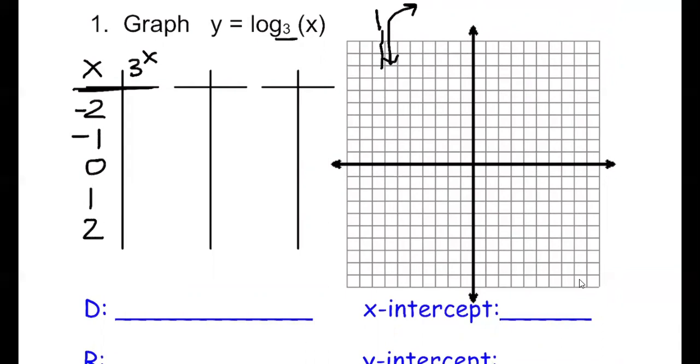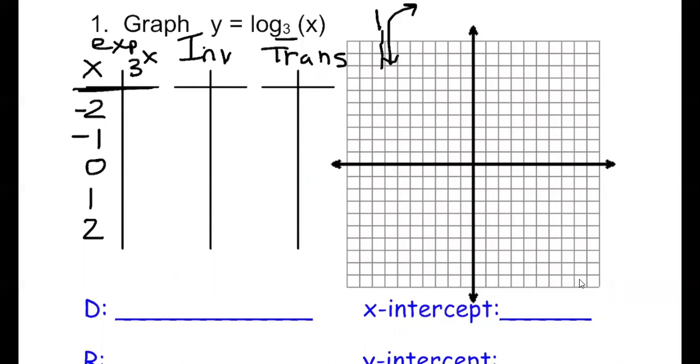And so then I'm going to talk about what's the inverse graph, what would those points be, and then we're going to talk about the transformation graph or the translated graph, okay? And so that's kind of what's going on with these 3 tables. So here's our exponential graph. And then we'll switch to the inverse to get the log graph, and then we'll transform the log graph, okay?